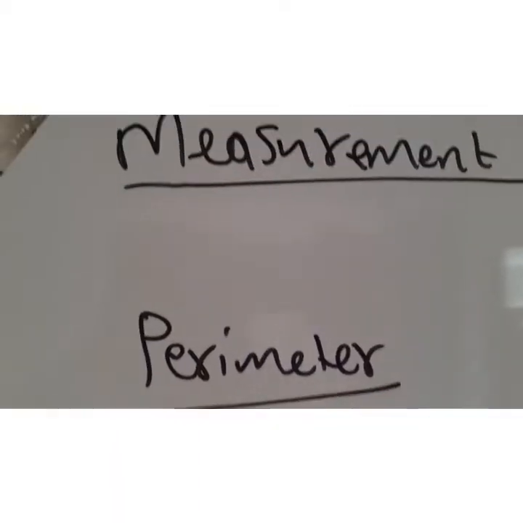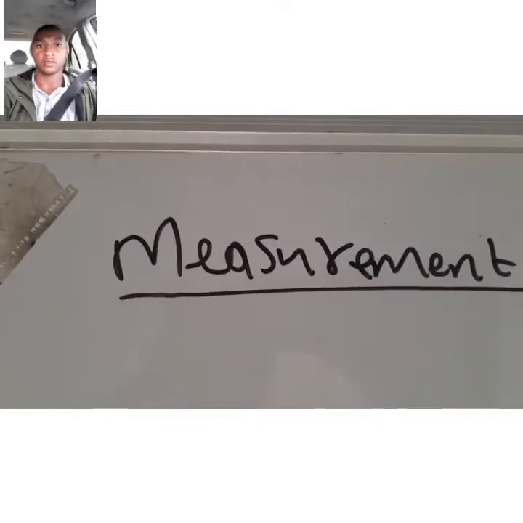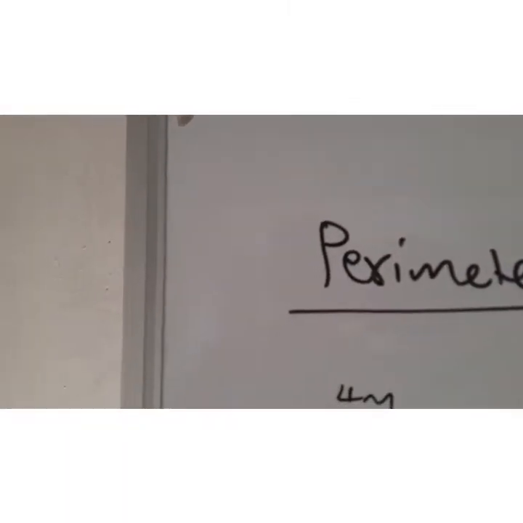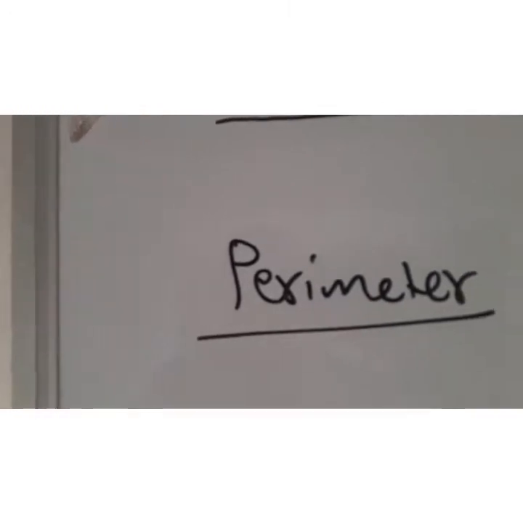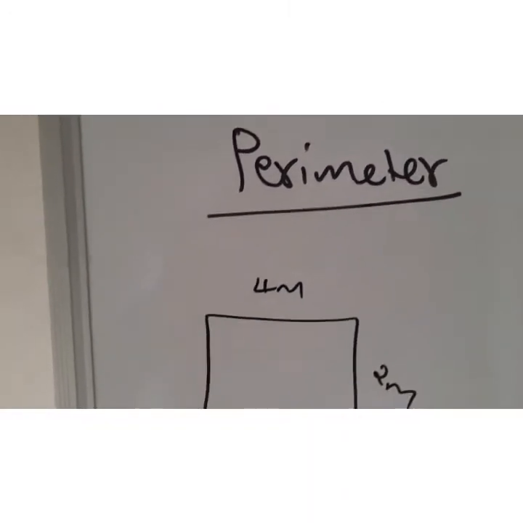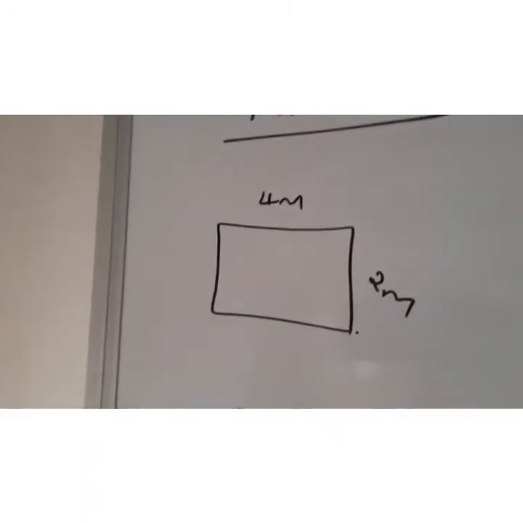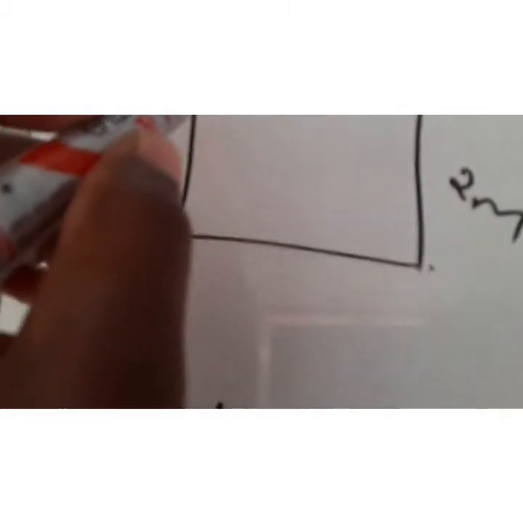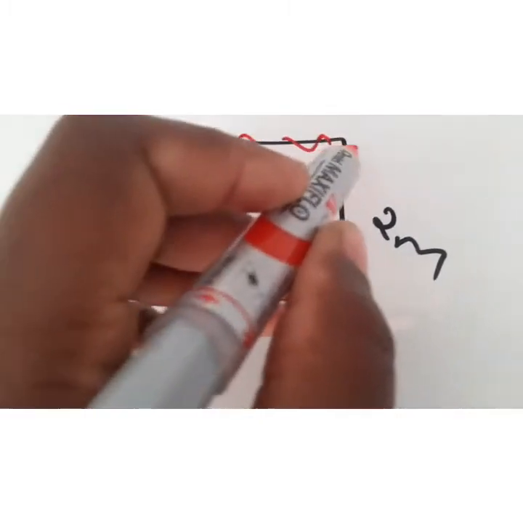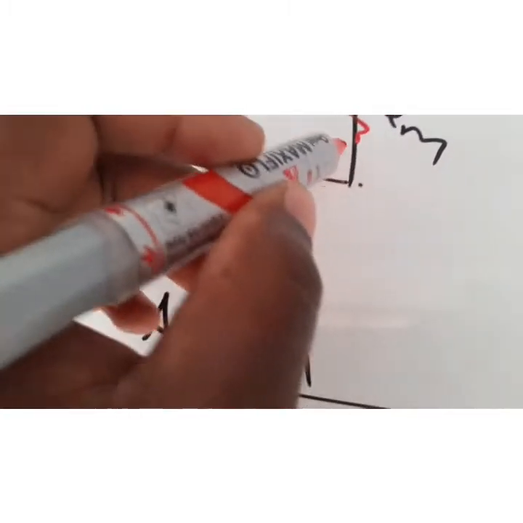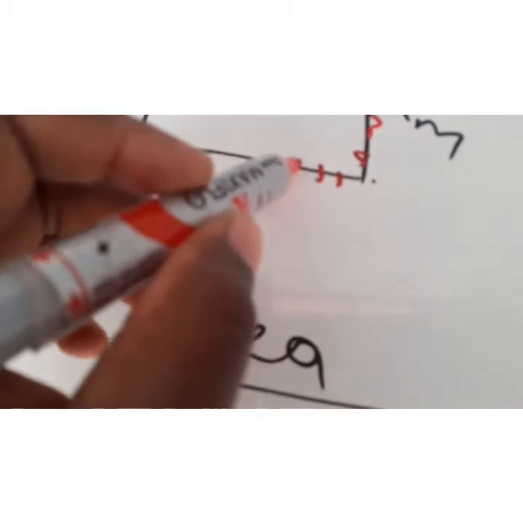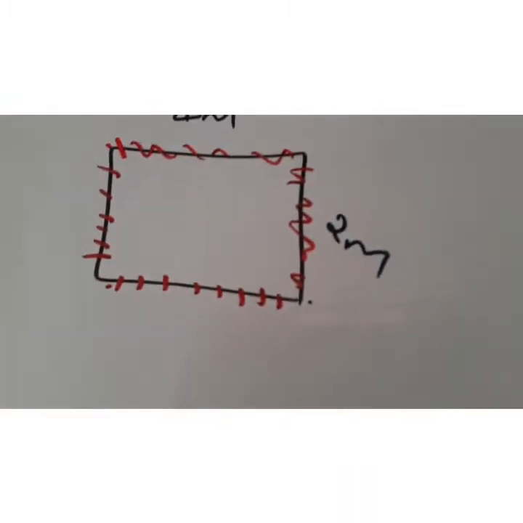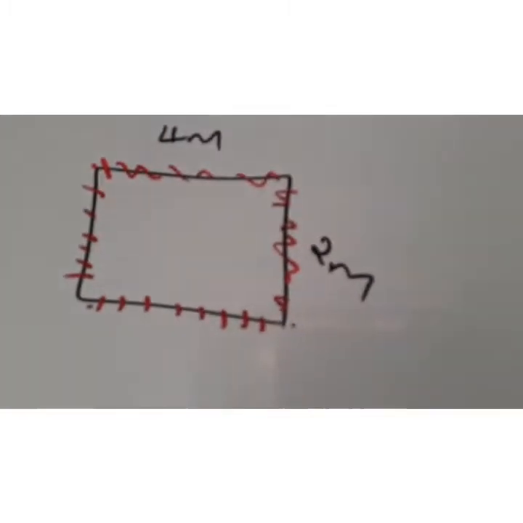Okay, welcome. We'll be dealing with measurements now, and the things we'll be dealing with are perimeter, area, surface area, and volume. Now, perimeter refers to the distance around the object. It means we'll be adding this side, with this side, and again this line segment, then again this line segment. So it is the distance around that entire area.